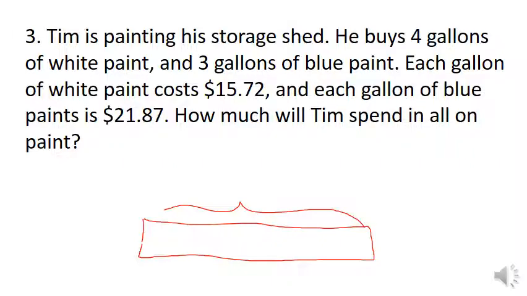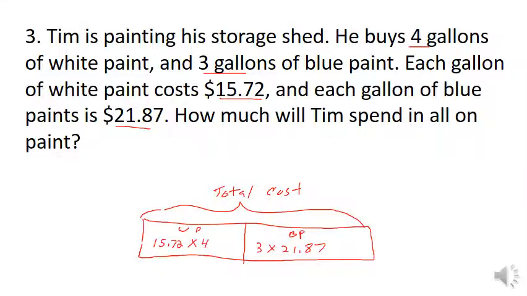So I know that I'm looking for the total cost here. Now I know the total cost is split up between 2 paints. We have white paint, we have blue paint. Now the white paint says that he buys 4 gallons at $15.72 a gallon. So I know I have 15.72 times 4 gallons. For the blue paint, we have 3 gallons of blue paint, and each gallon costs $21.87.